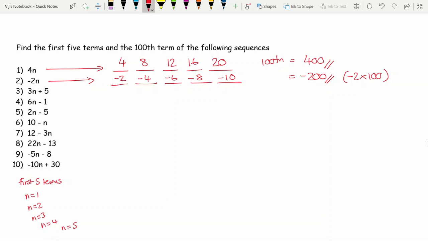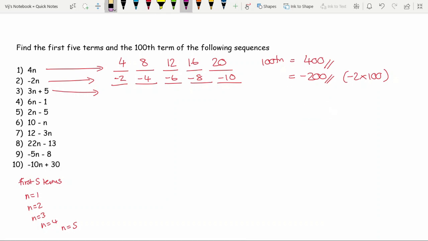Now, another way of doing this is, obviously you can do it that way, and that's the correct way of doing it, because whatever term you're looking for, that's the number that you should be substituting in for n. Now, a quick way of doing this, and again, this only works for linear sequences when there's no powers involved or, say, fractions. Now, with question 3, we know that the difference, and let's just get rid of that.